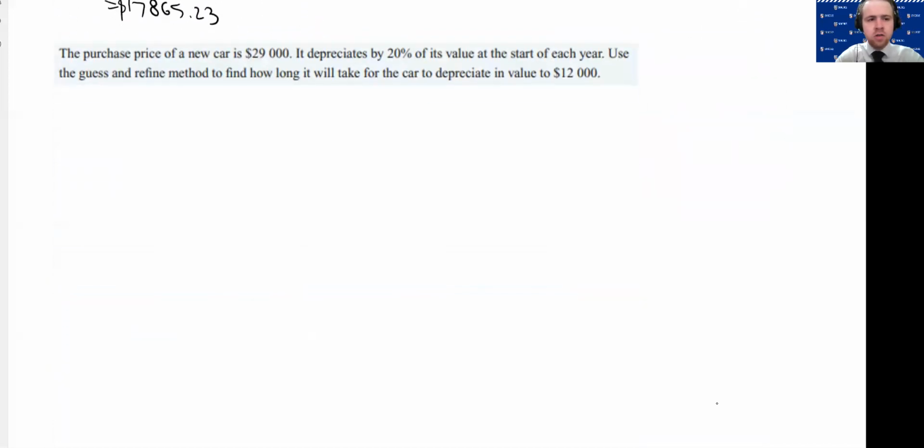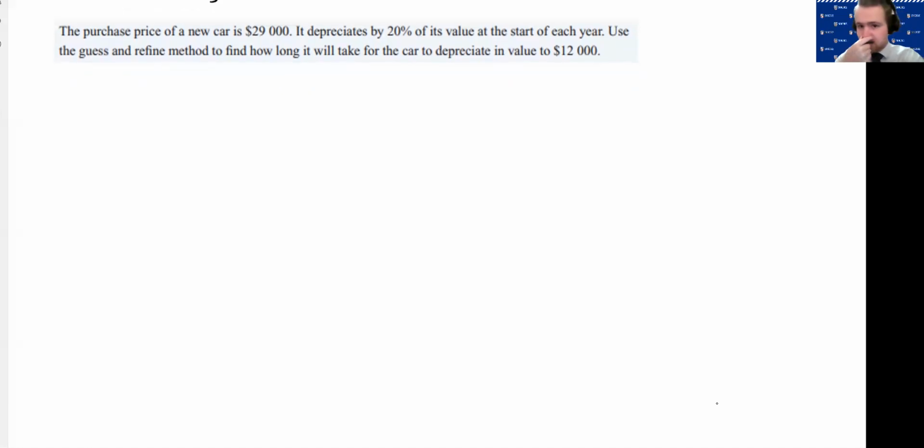Final example that we'll do here, the purchase price of a new car is $29,000. It depreciates by 20% of its value at the start of each year. Use the guess and refine method to find how long it will take for the car to depreciate in value to 12,000. Okay, so we showed in class that you can use logarithms to do this exactly. But we don't need to do that just yet. You'll do that next year. So we're just going to use the guess and check method.